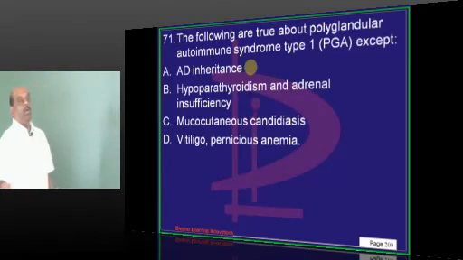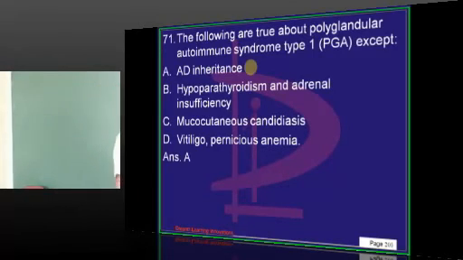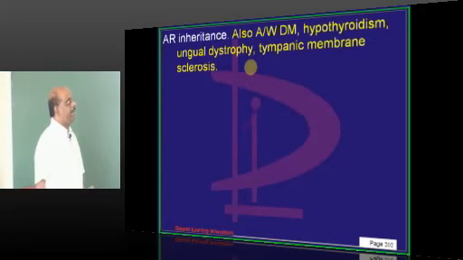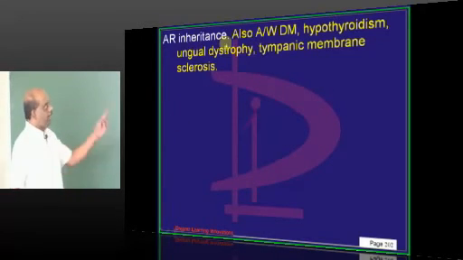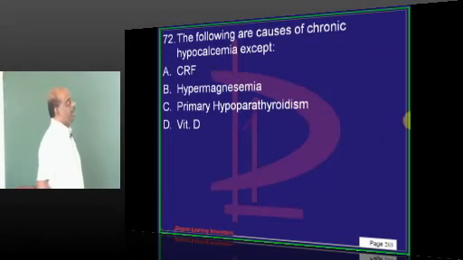What is polyglandular autoimmune syndrome type 1, doctor? Type 1, type 2, you need to be very clear. It is not autosomal dominant, but autosomal recessive inheritance. Diabetes, hypothyroidism, ungual hypertrophy, tympanic membrane sclerosis. These are all the important features which you need to remember.